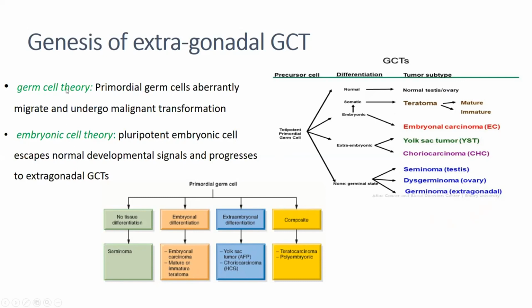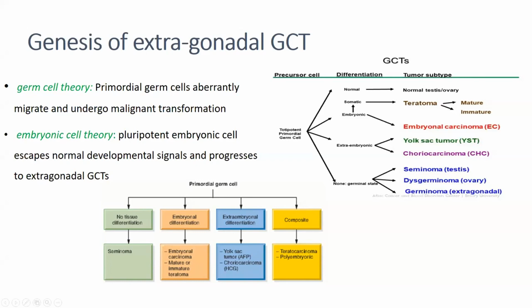So what are these two theories? According to the germ cell theory, the primordial germ cell aberrantly migrates to other extragonadal sites and undergoes malignant transformation. The embryonic cell theory says that this cell escapes normal development, and this leads to the development of extragonadal germ cell tumors. Primordial germ cell is actually an undifferentiated stem cell which later develops into spermatozoa or oocyte.